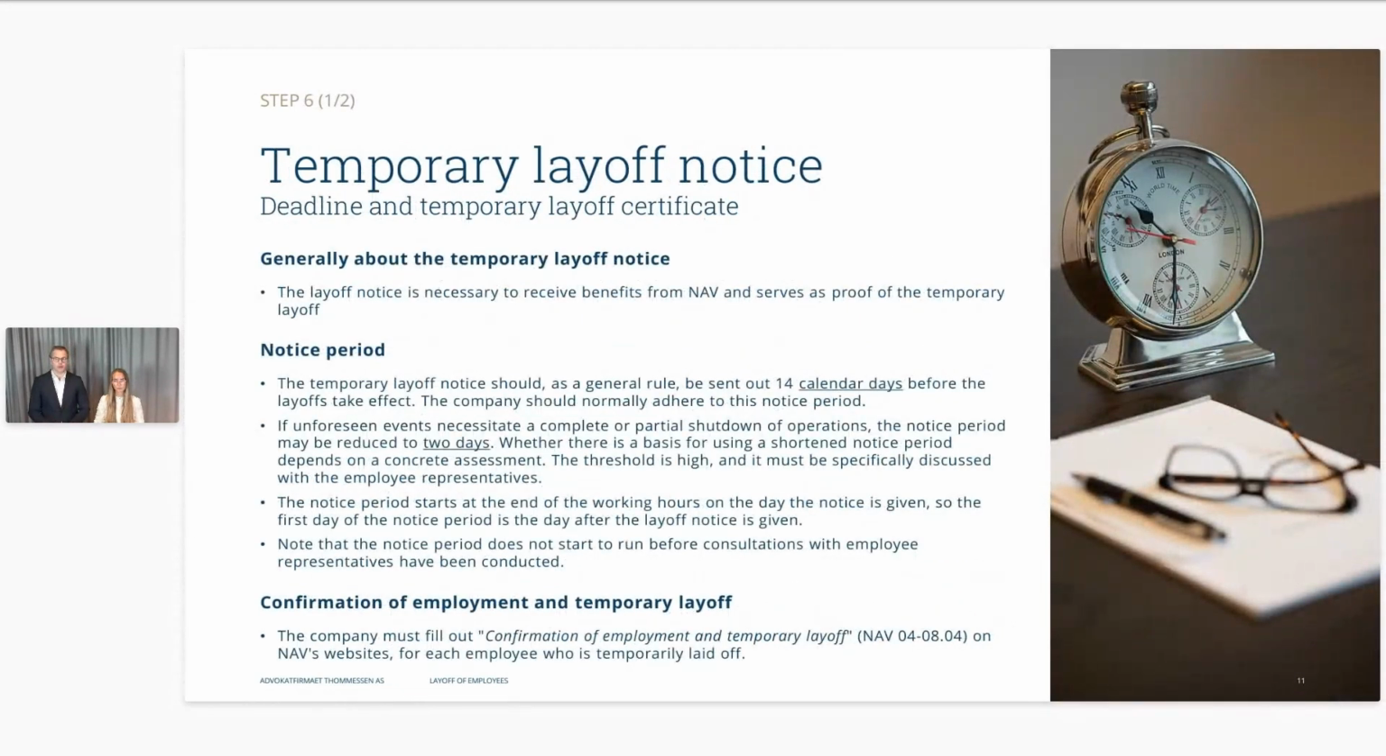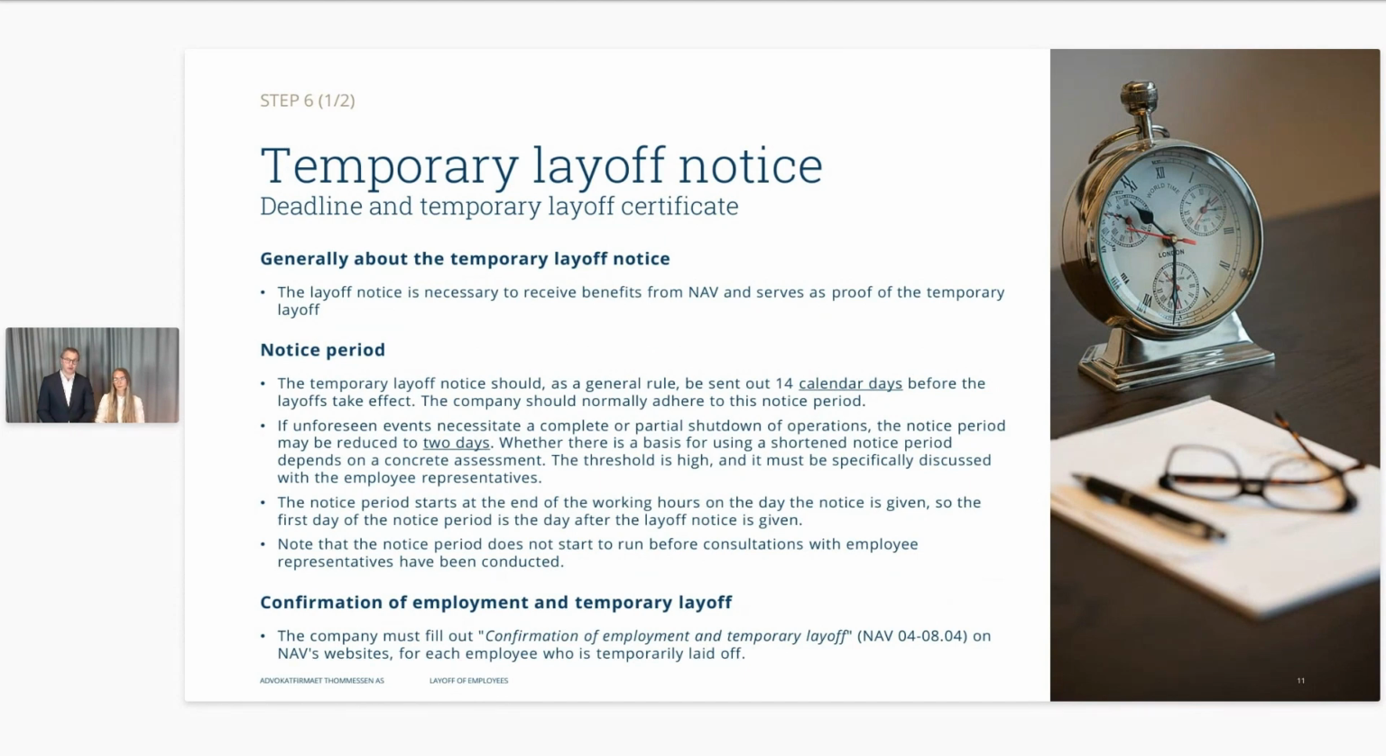And now we're going to say a few words about the temporary layoff notice. After the company has decided who will be temporarily laid off, based on the selection pool and the selection criteria, as Alexandra talked about, a temporary layoff notice must be issued. The temporary layoff notice is necessary to receive benefits from NAV for the affected employee and serves as a temporary layoff certificate when the employee applies for unemployment benefits from NAV.